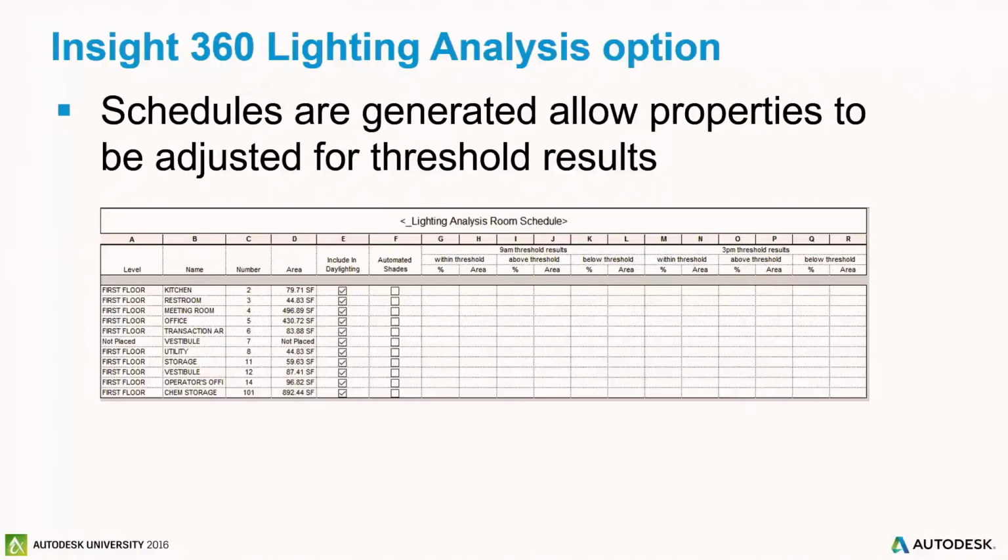After you get done, you run your analysis. A schedule is going to be generated for you here, and this one was incomplete, but it'll actually tell you what your areas are, whether or not something's included in the daylighting result, whether or not you're going to include shades, and then what your 9 a.m. and 3 p.m. threshold results are. What percentage of lighting am I gaining from natural sources in here that can offset lighting inside the building? And are we hitting a heating and cooling load threshold that we might need to address with things like shading?